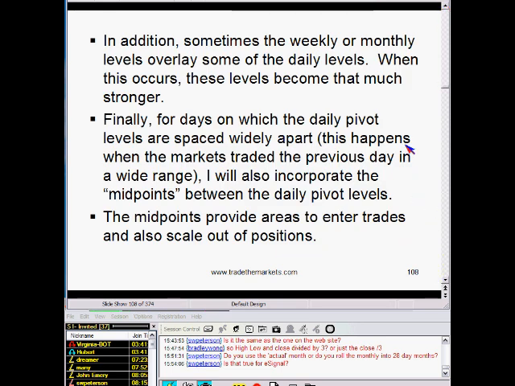Oh, let me add this too. Let me back up. The other thing I use for pivots is that, okay, so I got the daily pivots, then the weekly pivots, and then the monthly pivots.